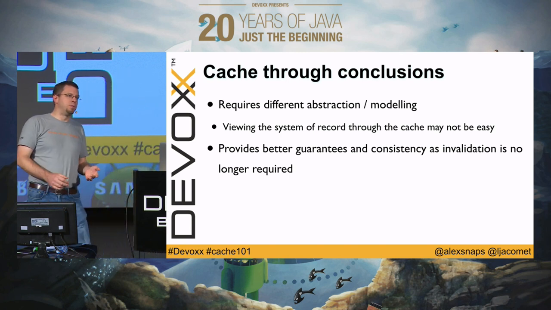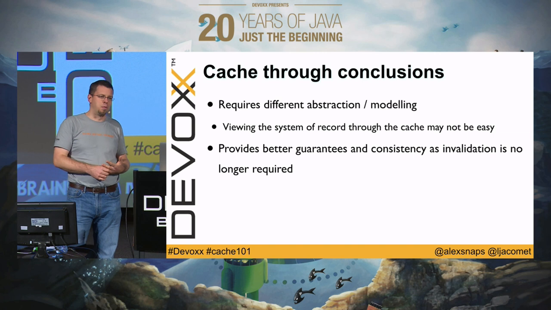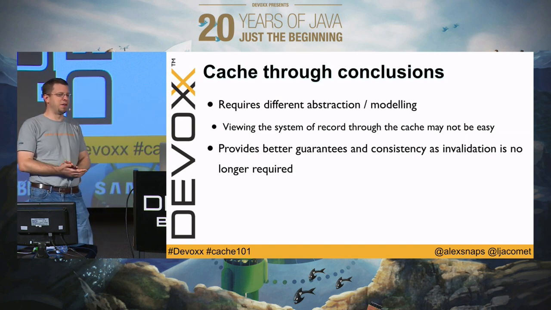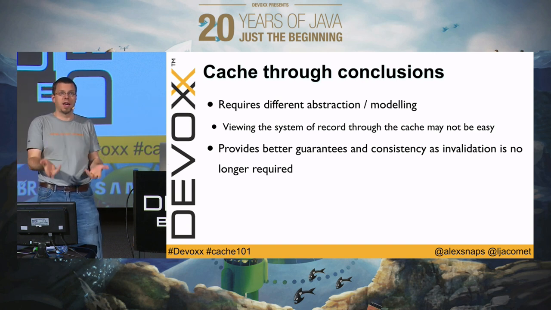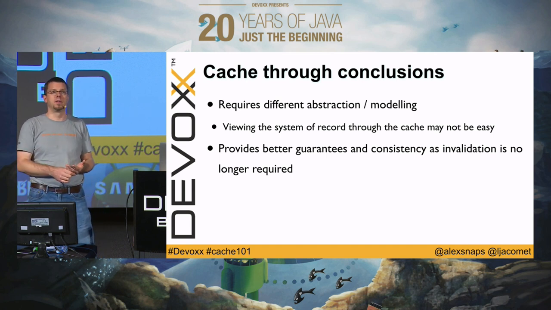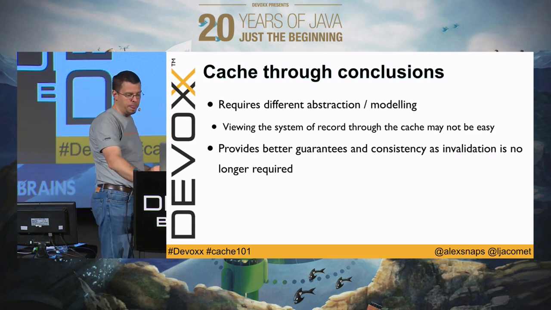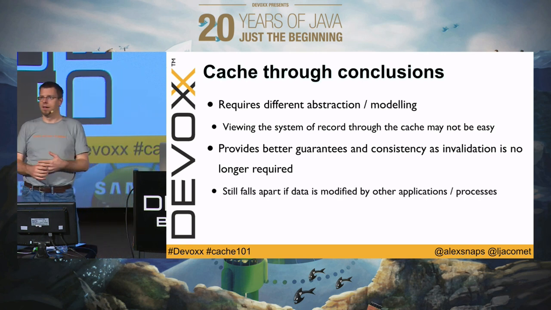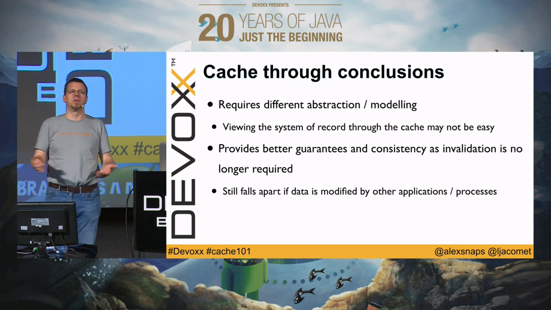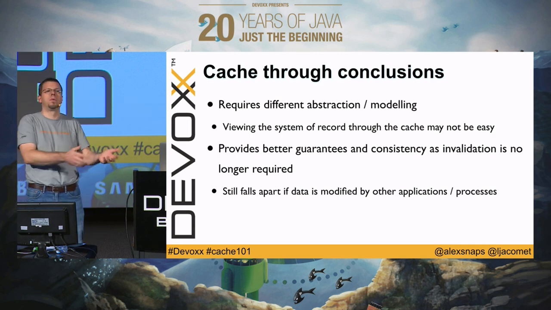Unless the implementation is broken, but then it's not exactly your problem completely, it should provide better guarantee and consistency. For example, no invalidation anymore. Since you're writing to the system of record through the cache, it should be consistent with whatever sits in the database. Of course, this still falls apart if you have some external services modifying your data. You still need to do something special in that case.